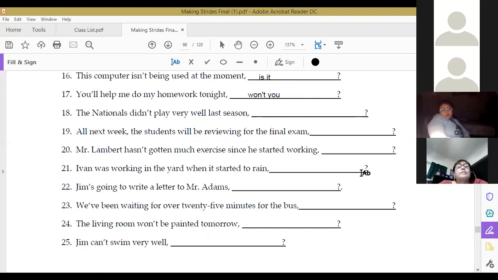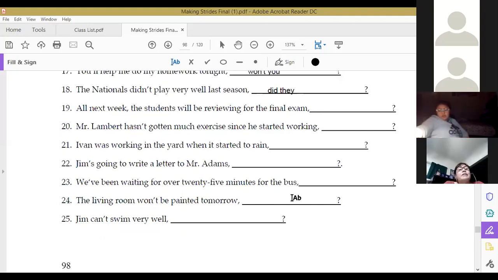Number 18. The Nationals didn't play very well last season. Did they? They didn't, did they? Negative, affirmative. Negative, affirmative.